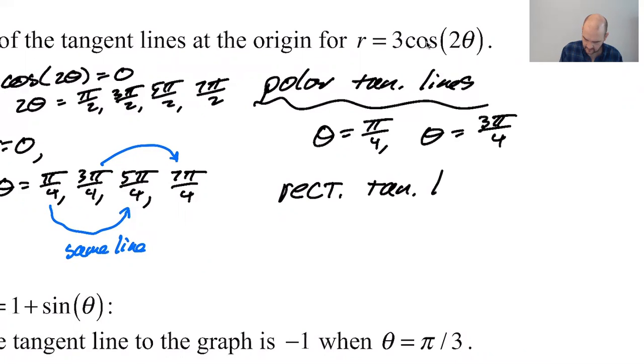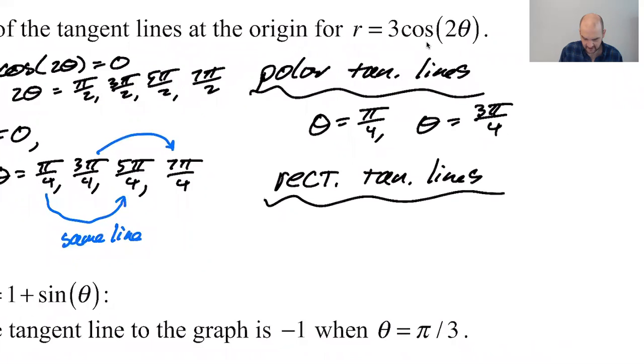tangent lines, my stomach just growled really loudly. I don't know if the mic picked it up.